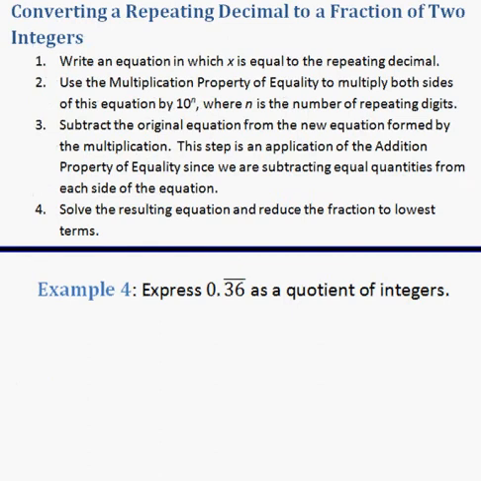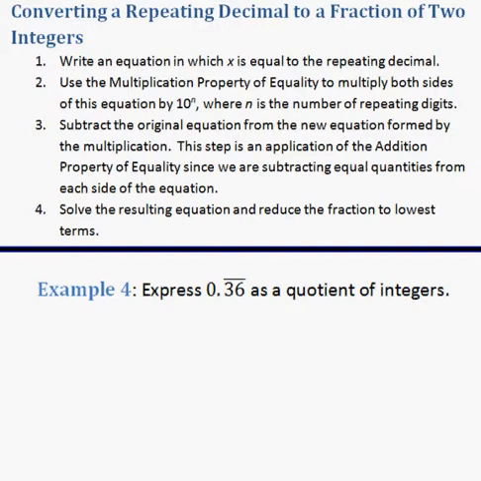In this same lesson, we are supposed to figure out how to convert a repeating decimal to a fraction of 2 integers. So we learned earlier that a repeating decimal is a rational number. And by definition, a rational number should be able to be written as the quotient of two integers. But we never really looked at that or saw why. So here's what we're going to do. Example 4 says express 0.036 continuing as a quotient of integers.